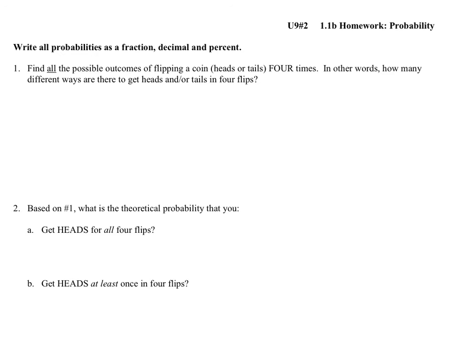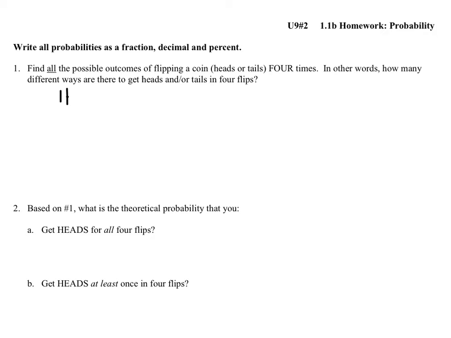This one, number one, for some of us it may take a little bit of time. Find all the possible outcomes of flipping a coin, heads or tails, 4 times. In other words, how many different ways are there to get heads and or tails in 4 flips. Do I have a coin? So let's consider several of the options and count. And we'll make a list of all the possible options that we have.